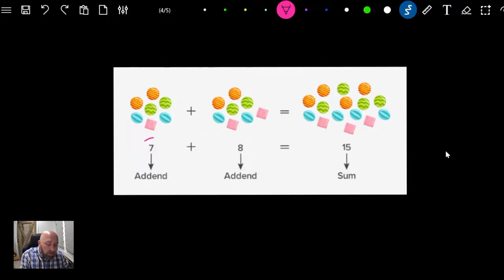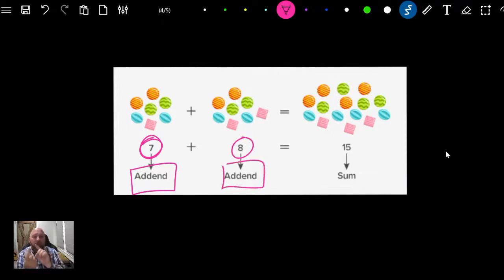The first number, the 7, is called an addend. In addition, the second number, this 8, is also called an addend. And here's the cool thing about that. You can switch those. So if we switch that to 8 plus 7, that also equals 15, right? So the addends can switch around, no problem.